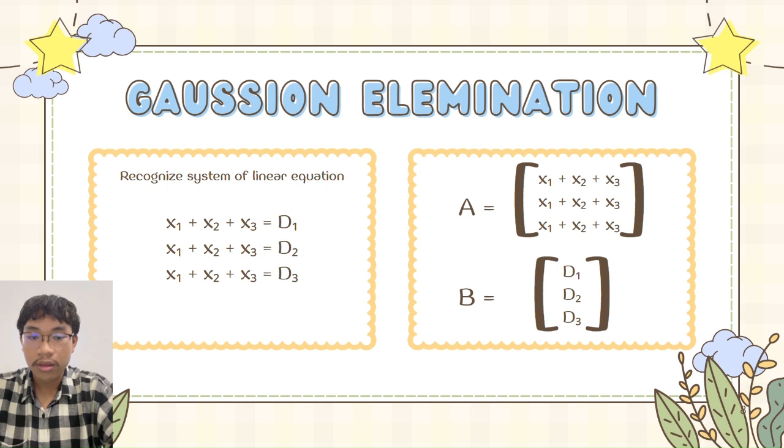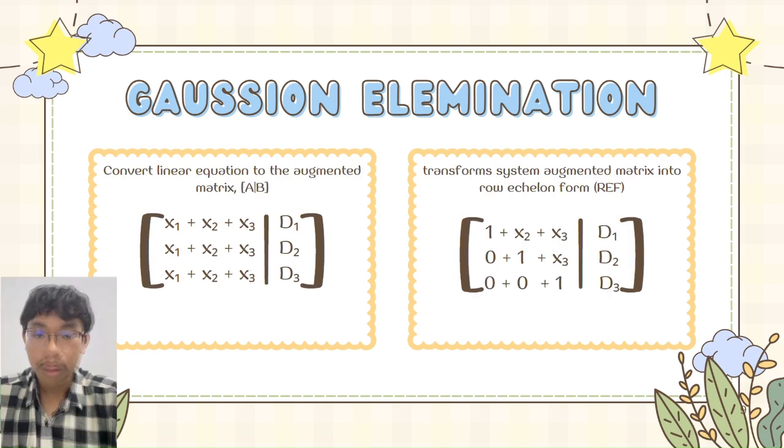So we need to find 3 linear equations. So x1 plus x2 plus x3 equals d2, and x1 plus x2 plus x3 is equal to d3. As for the next step, we have to convert the linear equations to the augmented matrix in the form of A and B. So as you can see in the slide, that is the augmented matrix.